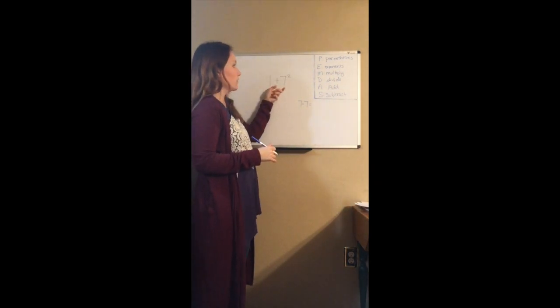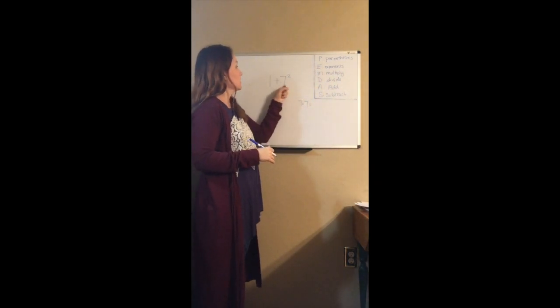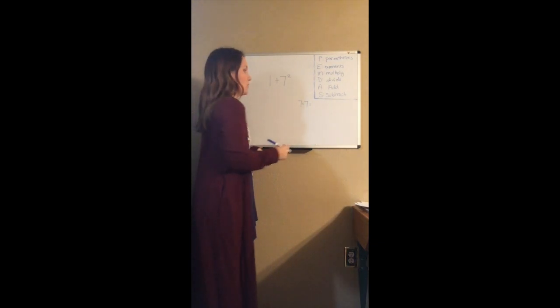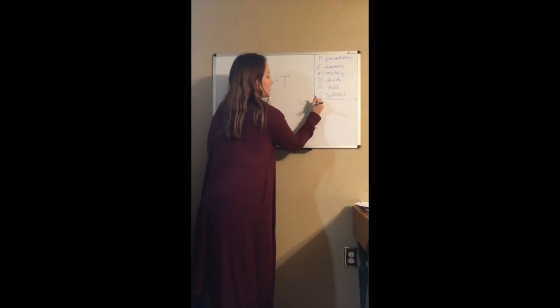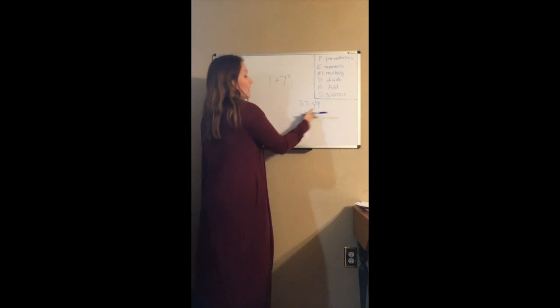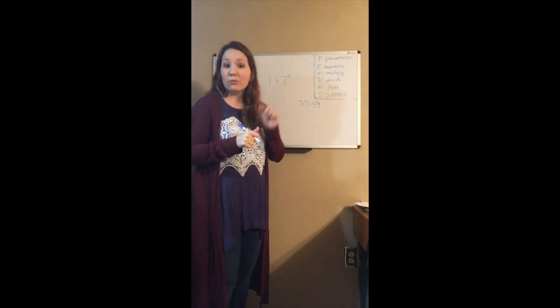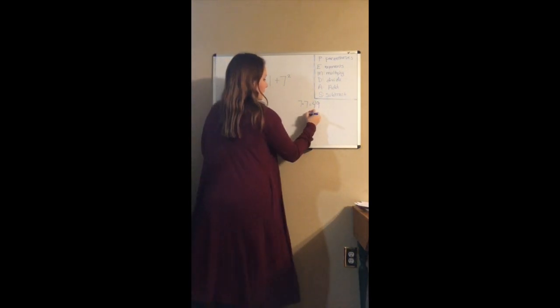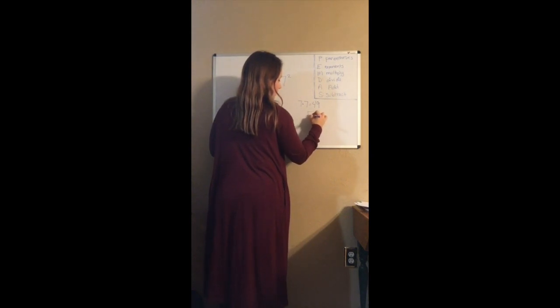Parentheses, we have no parentheses. Exponents, yeah, we do. So let's go ahead and deal with that exponent right now. 7 times 7 gives me 49. There is also a button on your calculator where you can do an exponent. The button looks like this.